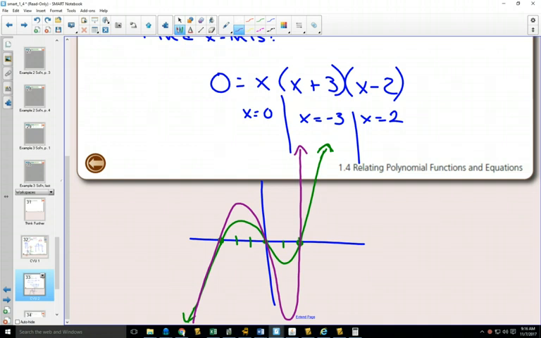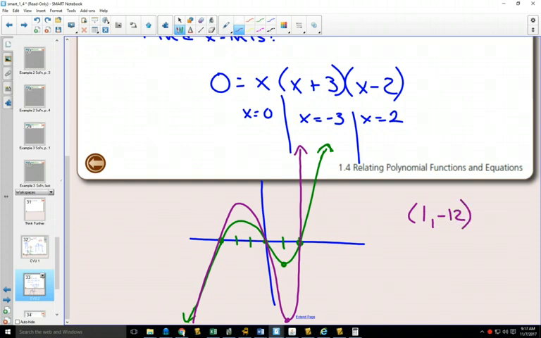You also have your table of values. If we want to check which point is more accurate, this green one or this purple one, if we wanted to check that, what would we have to do? We'd have to plug in 1. If you plug 1 in for x, you're going to get 1 times 4 times negative 3.